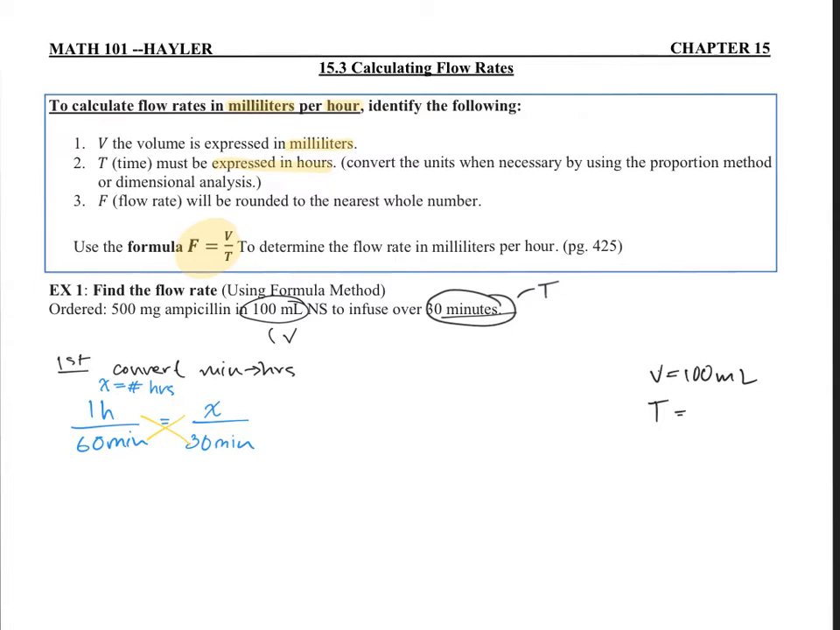Alrighty, let's keep going. So X times 60 minutes is going to equal 30 minutes times 1 hour. Let's go ahead and cancel the minute units. And why not divide by 60 at the same time? Then we get X equals 30 divided by 60 hours. So X is going to end up equaling 0.5 hours. Now we have my time is 0.5 hours. So finally my time is in the correct units.